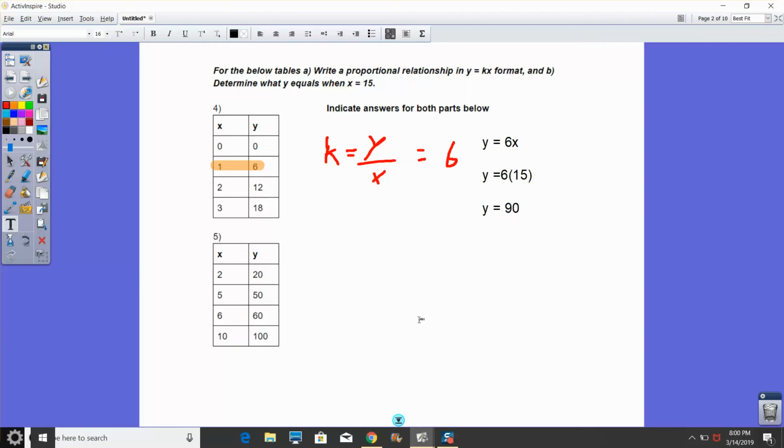So that's the first table. That's the answer to part A right here, and that's the answer for part B right here. Let's do the same thing with number 5.